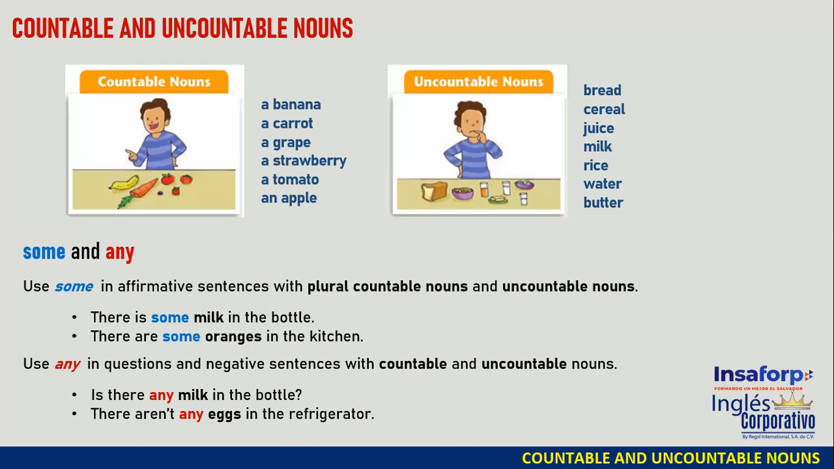Now, the second usage. Use any in questions and negative sentences with countable and uncountable nouns. ¿También, Marce? ¿Any lo usamos con contables e incontables? Sí, es correcto, ¿verdad? Puedo usar any con contables e incontables siempre y cuando estemos hablando de oraciones negativas y preguntas. Is there any milk in the bottle? There aren't any eggs in the refrigerator, right? Entonces, uso any con contables e incontables siempre y cuando sean negativas o preguntas. ¿De acuerdo? Questions? ¿Preguntas, chicos?